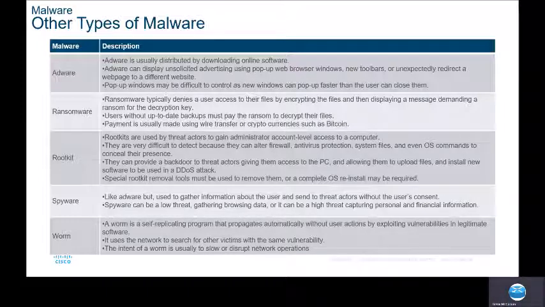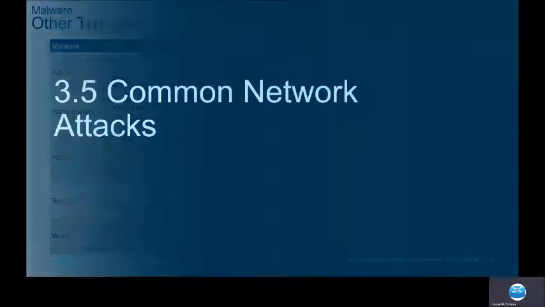So spyware is similar to adware, but used to gather information about the user, and threat actors use it without the user's consent. Spyware can be low threat, gathering browsing data, or it can be high threat, capturing personal and financial information. So worms are self-replicating programs that propagate automatically without user actions by exploiting vulnerabilities in legitimate software. It uses a network to search for other victims with the same vulnerability. The intent of a worm is usually to slow or disrupt network operations.